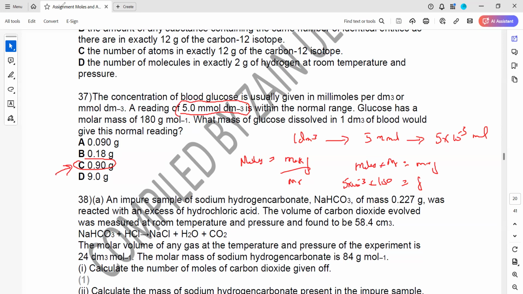So from concentration, we worked out how many moles are there, because the volume is 1 dm cube. The concentration is 5 millimole per dm cube, which means 5 millimoles are there if we have 1 dm cube solution. And for those 5 millimoles, how much mass is there? We multiply by the molar mass, and we get how much mass in gram will be there.